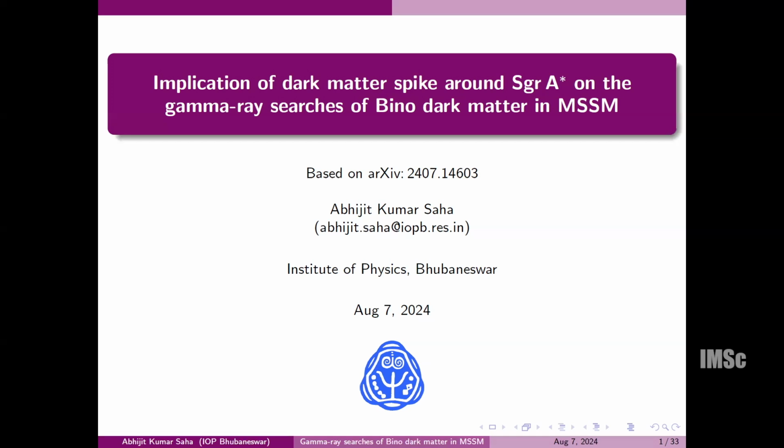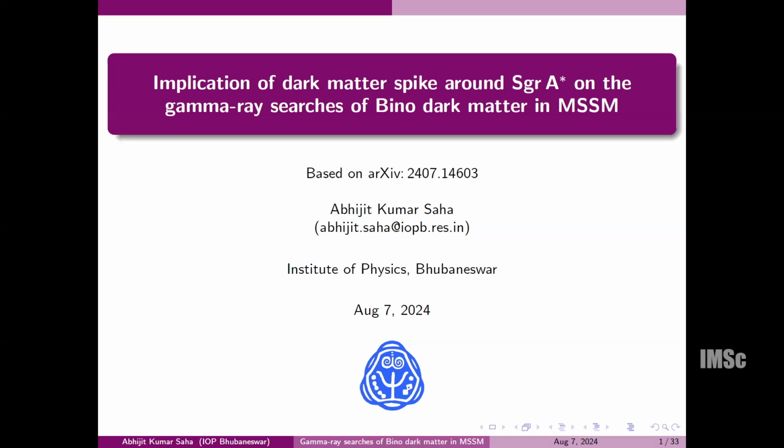118. Abhijit did his PhD from IIT Guwahati, and then he did his first postdoc from PRL, second one from IACS Kolkata, and now he's at IOP Bhubaneswar. So Abhijit is going to talk about the implication of dark matter spike around Sagittarius A on the gamma ray searches of Bino dark matter in MSSM. So over to you. Thank you, Professor, for inviting me.